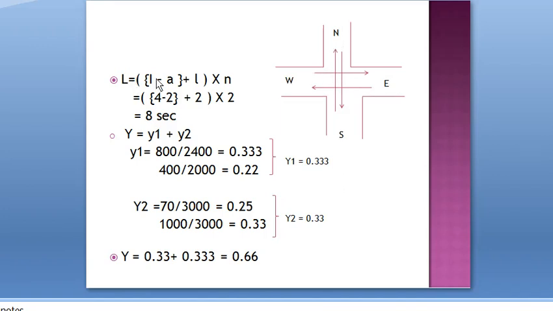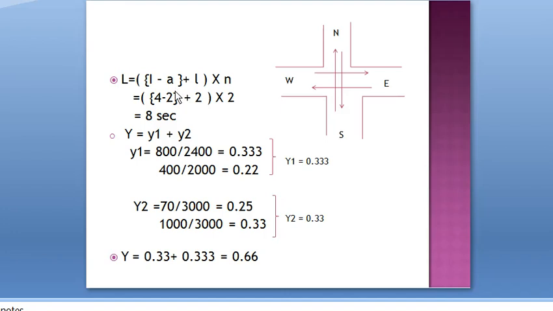So the loss time is calculated as intergreen period minus amber plus loss time per phase, into the number of phases. It is 4 minus 2 plus 2, into number of phases 2, so the loss time here is 8 seconds. If the amber time is not given in the question, you have to assume it as 2 seconds. Here it is given in the question itself, otherwise you have to assume. So we have calculated L.